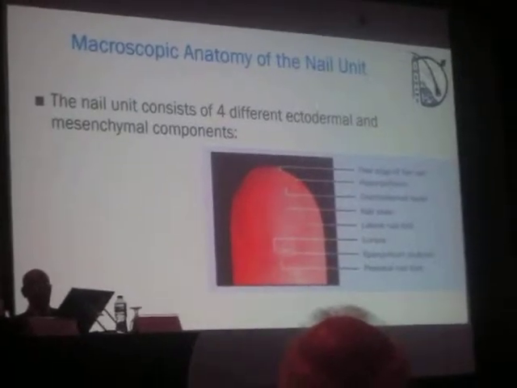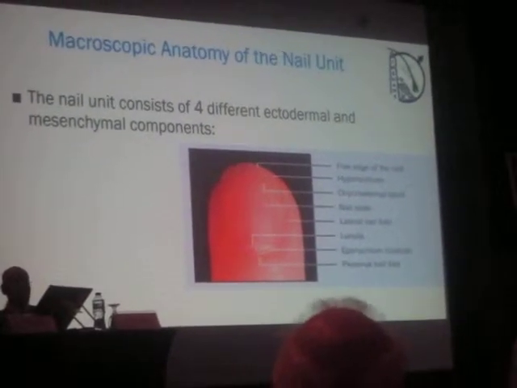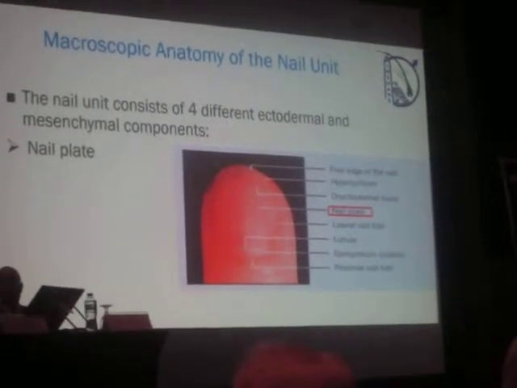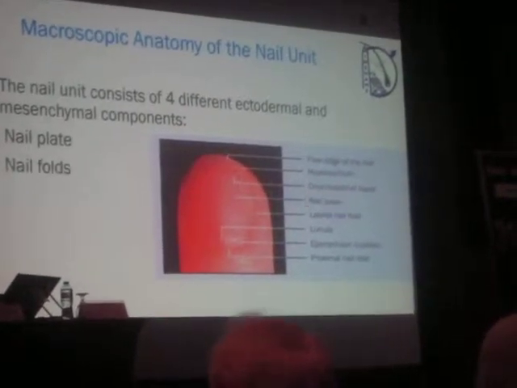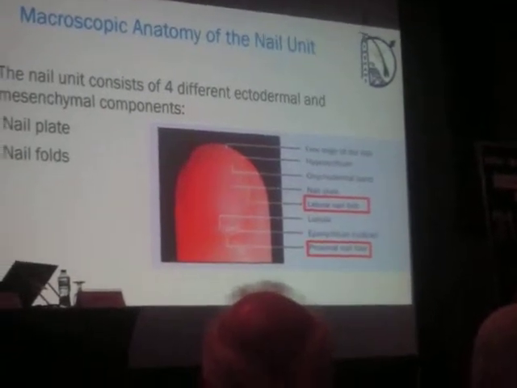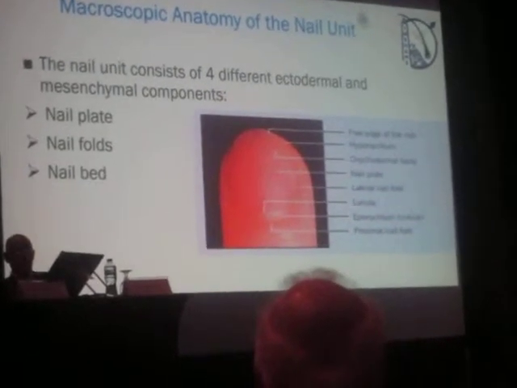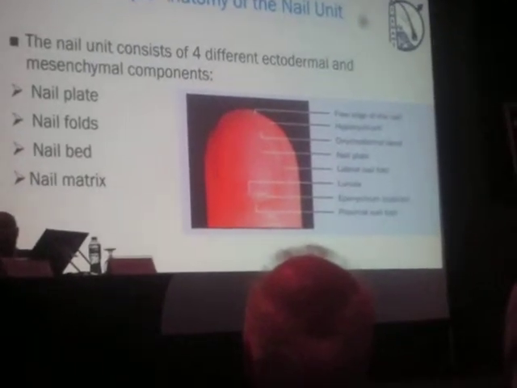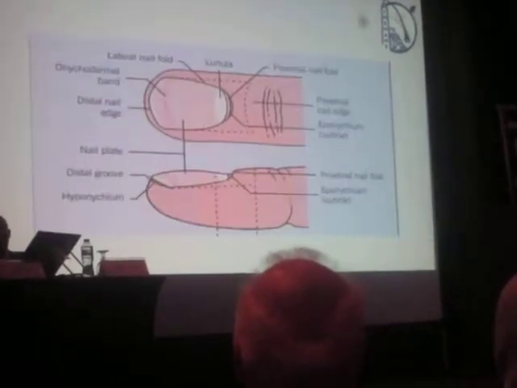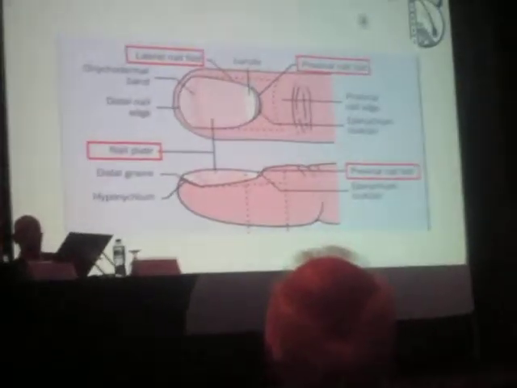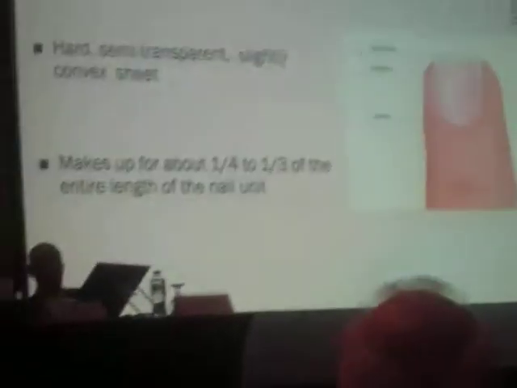The nail unit consists of 4 different ectodermal and mesenchymal components, which are the nail plate, which is the transparent part; the nail folds, which are the lateral and the proximal nail folds surrounding the nail plate; the nail bed, on which the nail plate lies; and finally the nail matrix, which forms the nail plate. This is another picture showing the nail plate and proximal and lateral nail folds.